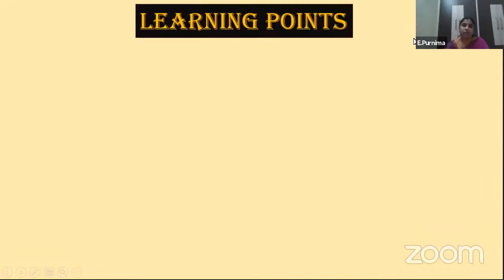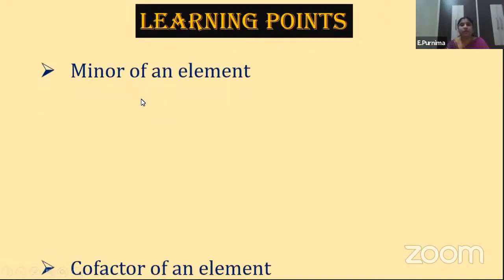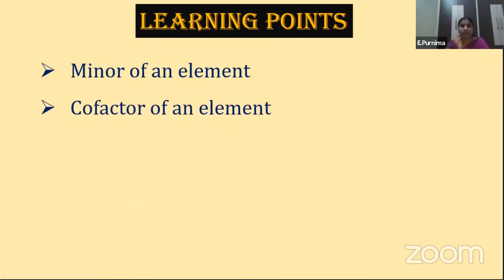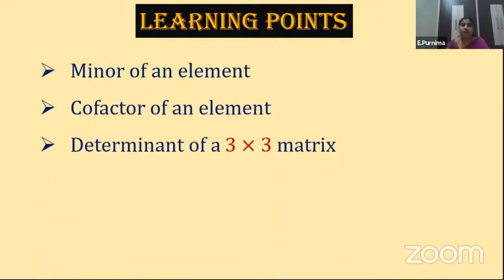Now in today's session, which is very important, we are going to learn about the determinant of a 3 by 3 matrix, as I said in the last session. Before going to the 3 by 3, we need to know a few terms. That is the minor of an element, and the second one is the cofactor of an element. And the third one, here we come to the determinant of a 3 by 3 matrix.